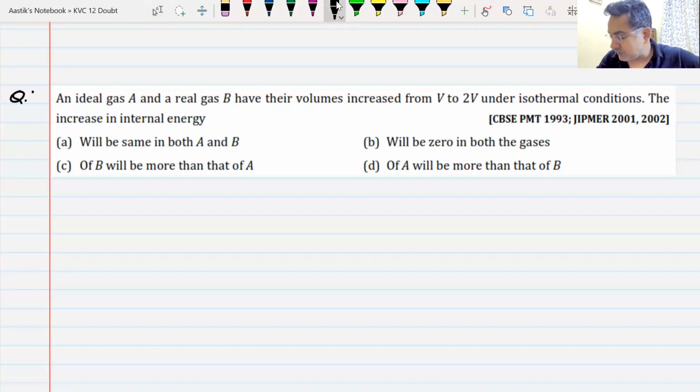Question number 4 on isothermal process. We are dealing with isothermal processes. Option B, sir. Will be zero in both the cases.